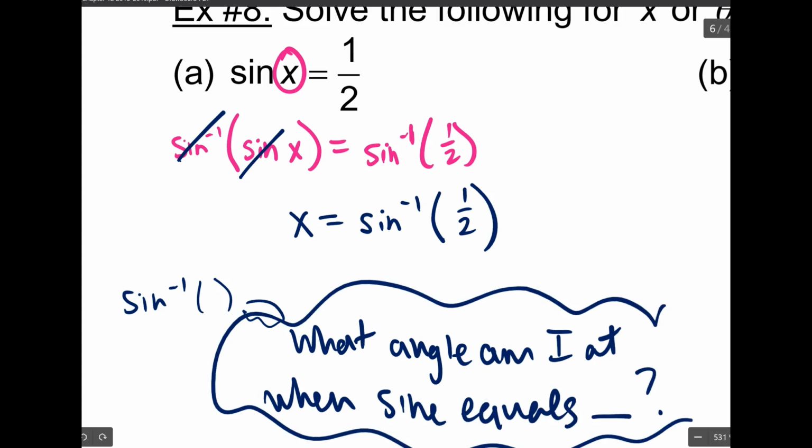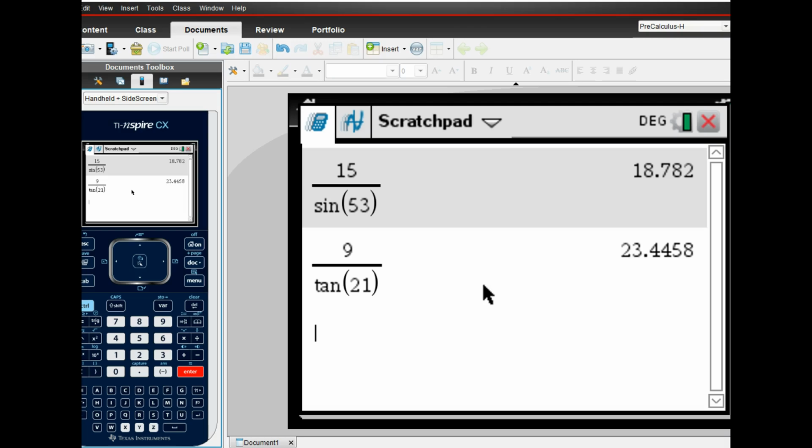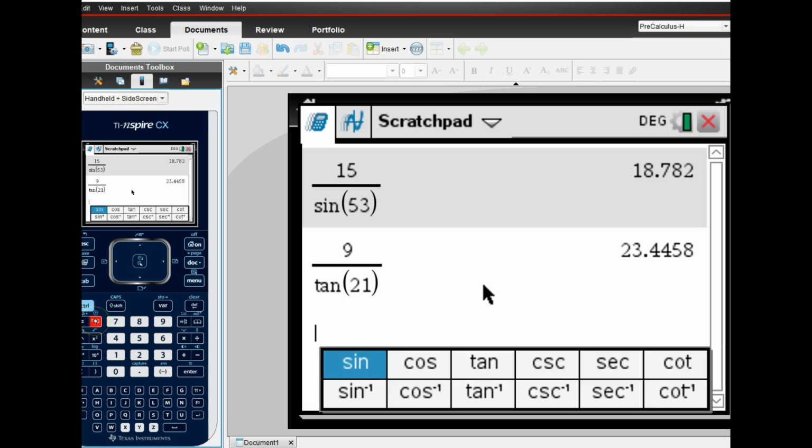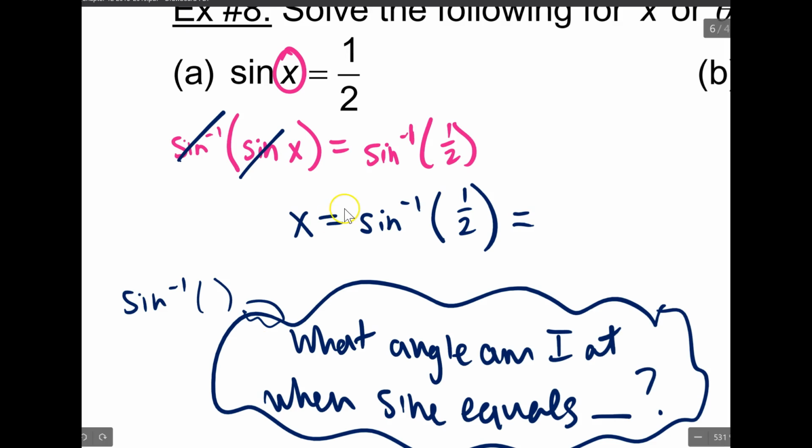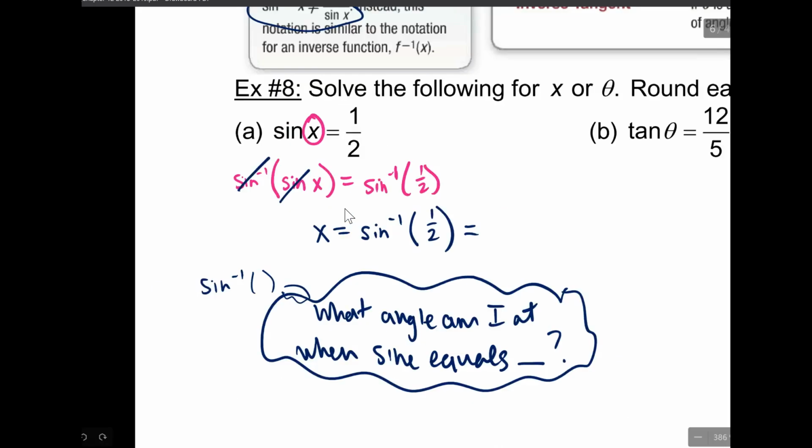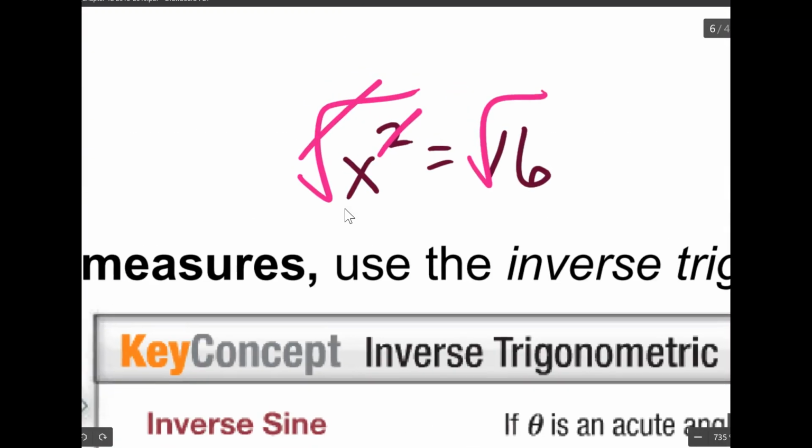We haven't plugged it in yet. So x equals sine inverse of 1/2. If I go to my calculator, I push trig, and notice there is sine to the -1, the sine inverse. Okay, so I take the inverse on both sides. It's just like up here when I would square root both sides to get rid of the square. I take sine inverse on both sides to get rid of the sine, so that I can solve for what angle I'm at.